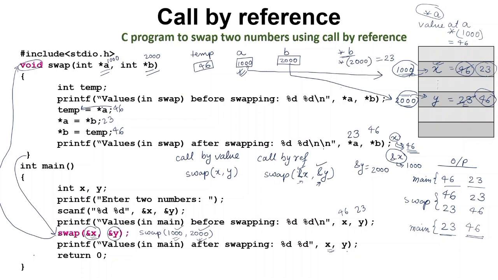And now we are accessing the value using value at a, asterisk a operator and asterisk b. Using these, we are accessing the values of the variables that were defined in your main function. Alright, this x and y are defined in main function, but we are accessing the values of x and y through the swap function. Why? Because we have passed the reference, that is the address of x and y. Okay, so this is all about call by value and call by reference.